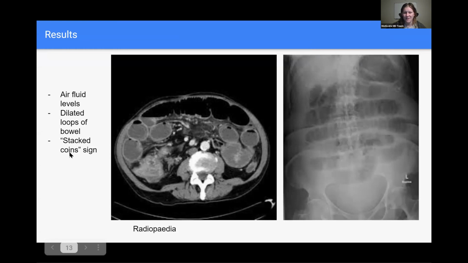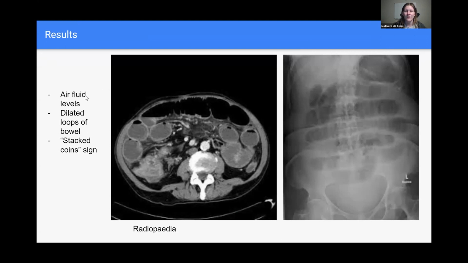This is called a stacked coins sign, where you can see these little lines that are going through perpendicularly to the route of the GI tract. So they look like if you were to have a roll of quarters or something, all the little coins that are separated. And small bowel tends to stack on top of itself like this. So it's pretty clear that she has a lot of dilation.